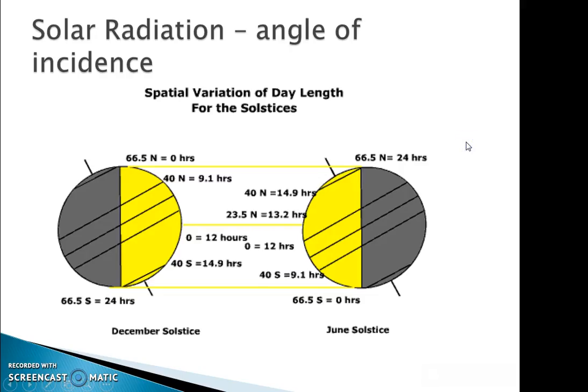Solar radiation, the angle of incidence, this is what explains our seasons, okay? When the North Pole is tilted toward the sun, we're having summer. When the North Pole is tilted away from the sun, we're having winter, okay? So this is the December solstice and the June solstice. At times where neither pole is pointed toward the sun, that's when we have the equinox, either the spring equinox or the fall equinox. Those are called vernal for spring or autumnal for fall.